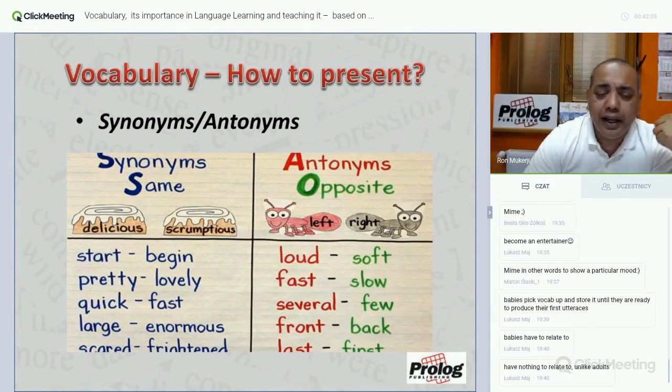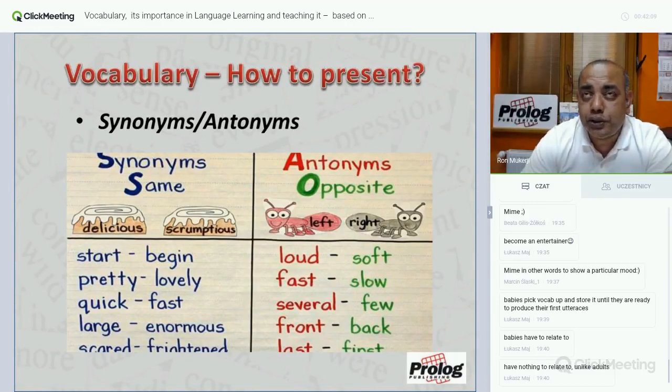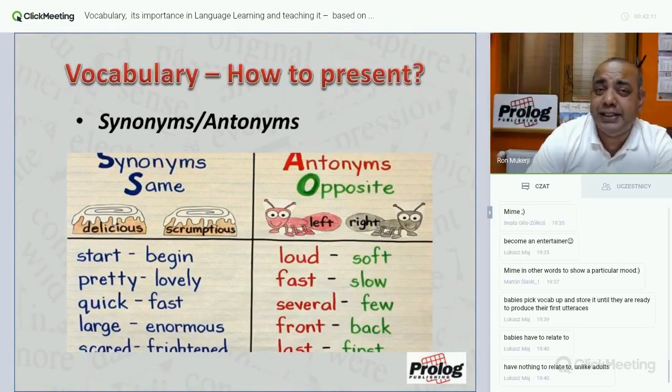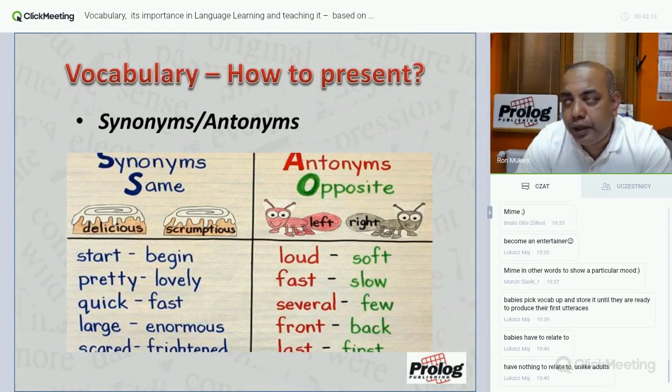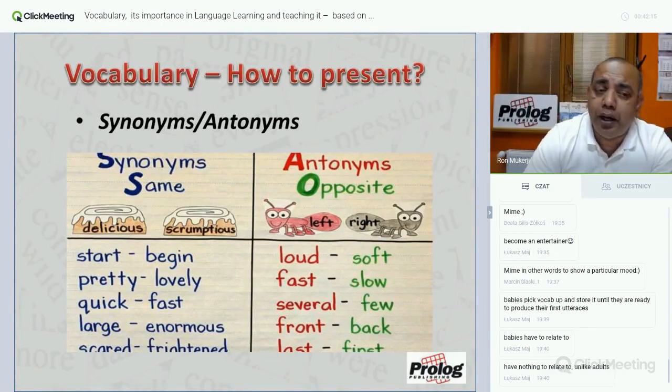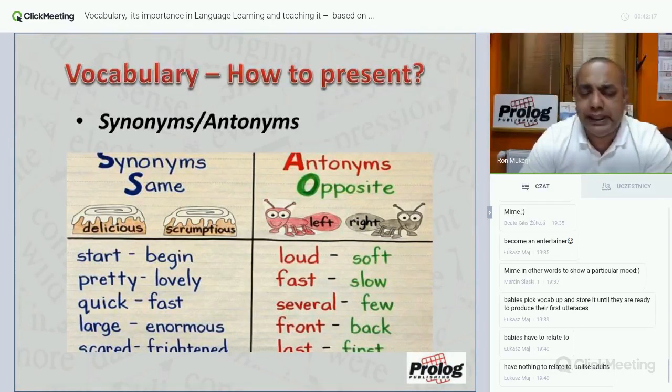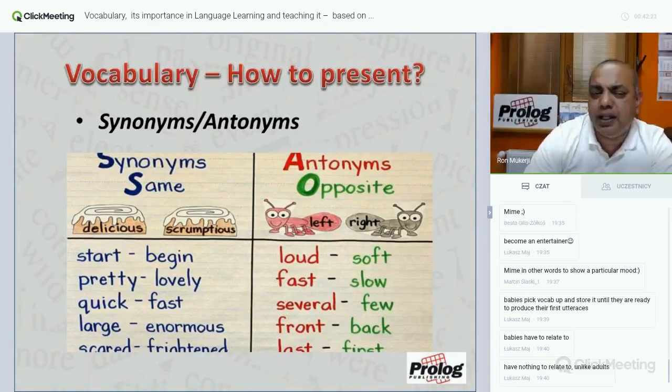One, making lists, and more importantly, your lists should use vocabulary they already know, existing knowledge. That's very important. Otherwise, they think, oh, we landed on Mars. But here they say, oh, I know this, so I would know this. So I know start, so begin is more or less the same as start. So that's how it goes.